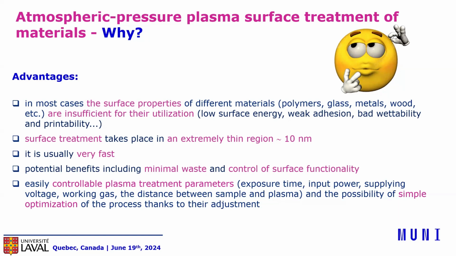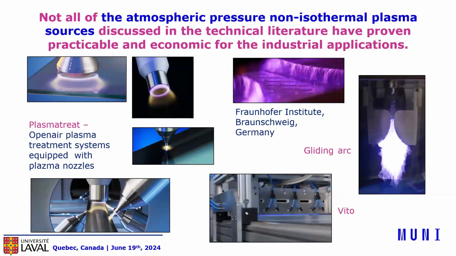And a really important advantage is the fact that we can very easily control plasma treatment parameters, changing exposure time, input power, frequency of supplying voltage, amplitude, working gas, and distance between sample and plasma. The possibility of simple optimization of the process is possible thanks to this adjustment. So these are some main advantages of plasma approaches.